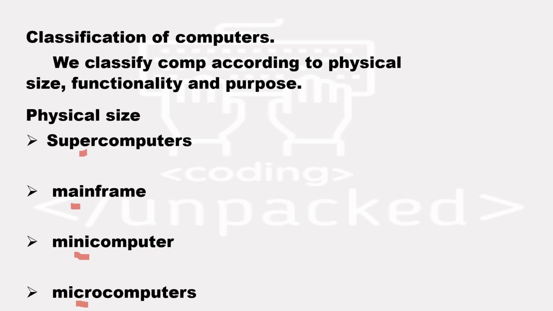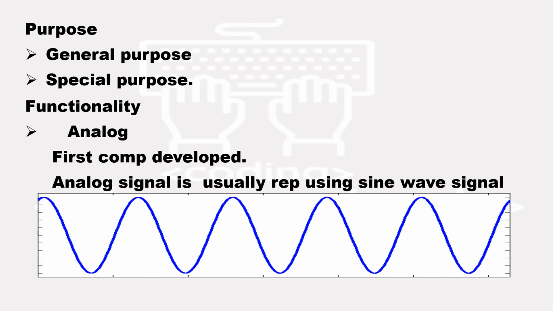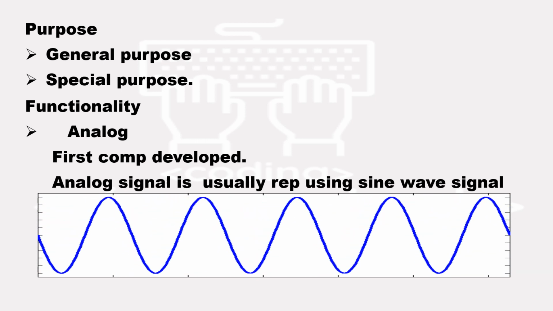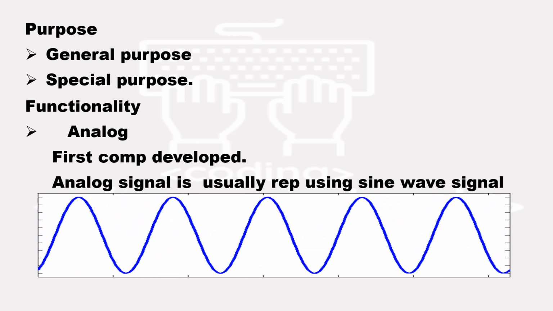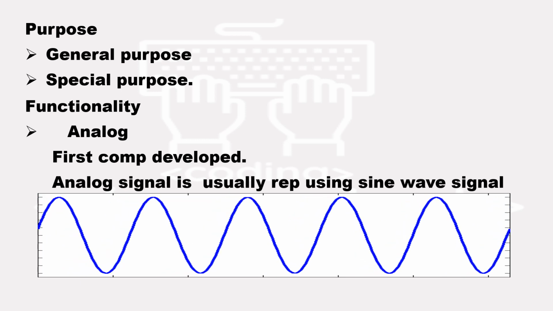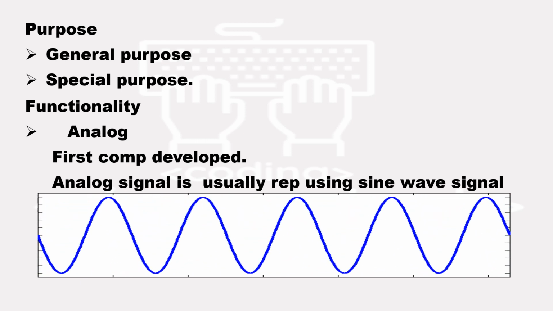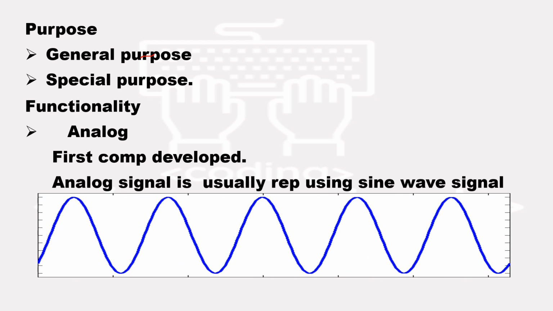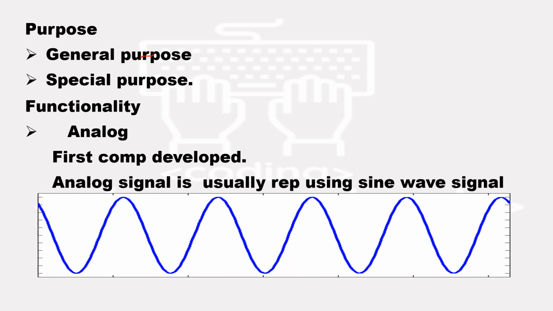Then purpose. This is the next classification of computers. In purpose, there are general purpose computers, and then there are specific purpose computers. A general purpose computer is a computer that can do multiple tasks. Let's take the example of your laptop. Your laptop can play music, you can type a document, you can stream a video. It's a general purpose computer.